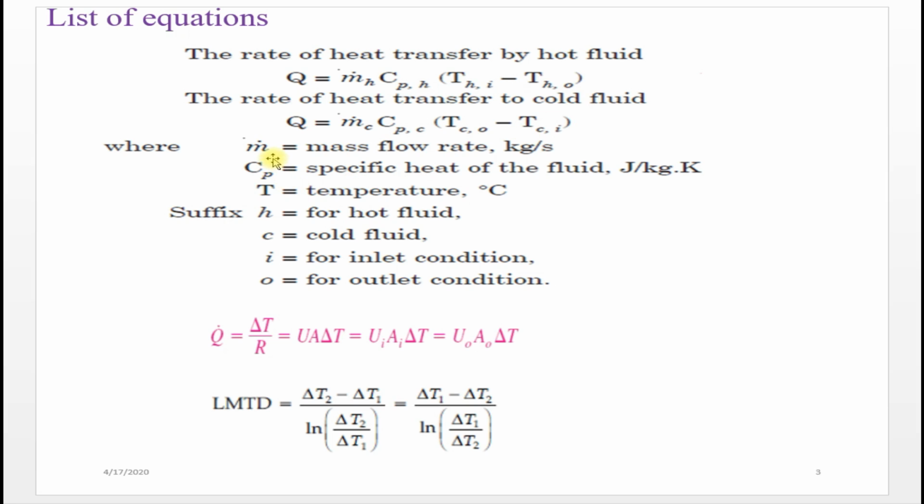Then m dot is the mass flow rate in kg per second, Cp is the specific heat of the fluid in joule per kg Kelvin, and temperature T is in Celsius. Then you can calculate Q also from the overall heat transfer coefficient equation, that is U A delta T. Then the logarithmic mean temperature difference equation: delta T2 minus delta T1 divided by ln of delta T2 divided by delta T1.